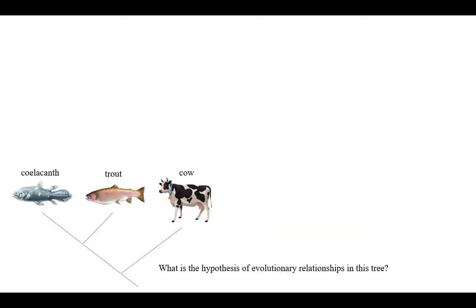Okay, so I want you to talk to your neighbors, please, and explain as best you can using words like common ancestry and whatever else you want to say. What is the hypothesis of evolutionary relationships being expressed in this tree? Who's related to who, however you want to say it. Talk to your neighbors, put it into words as a sentence. Go, please.